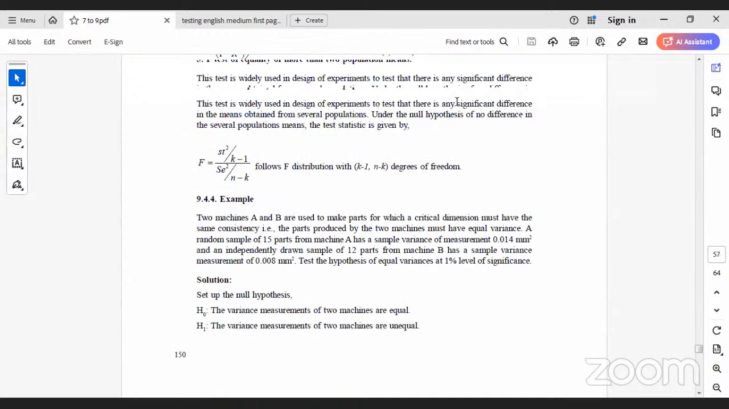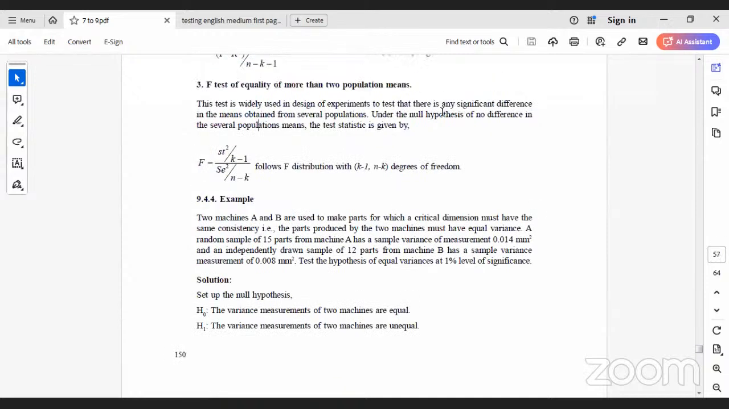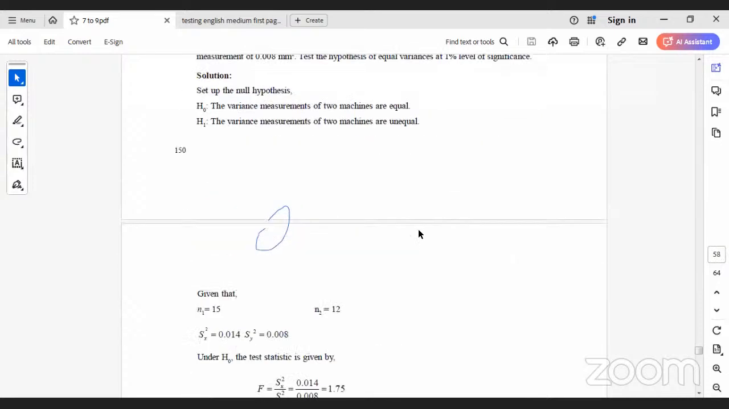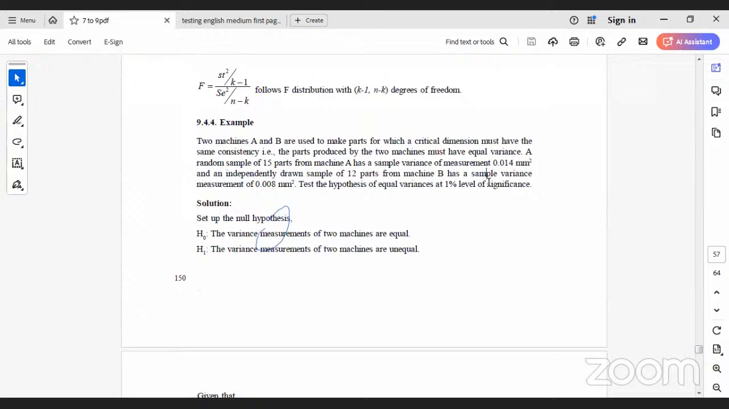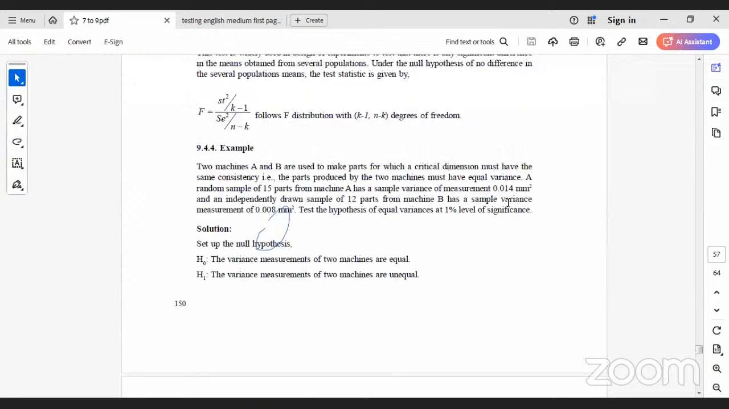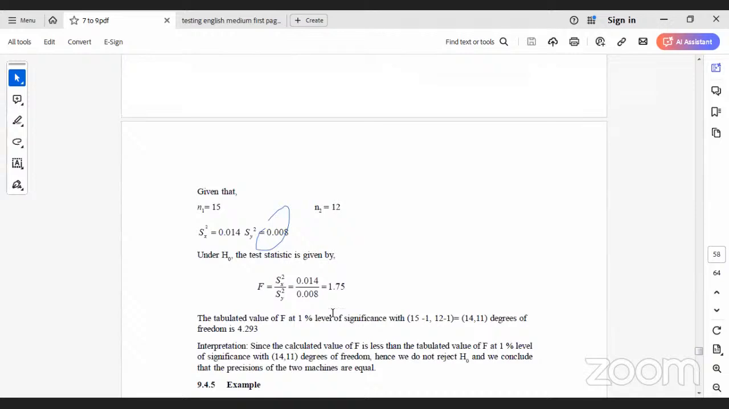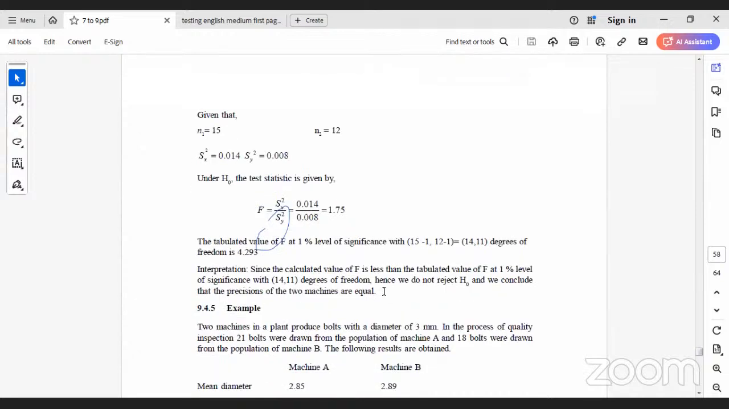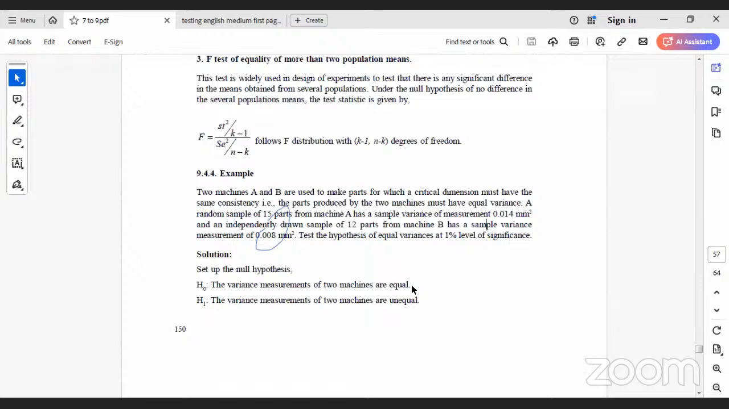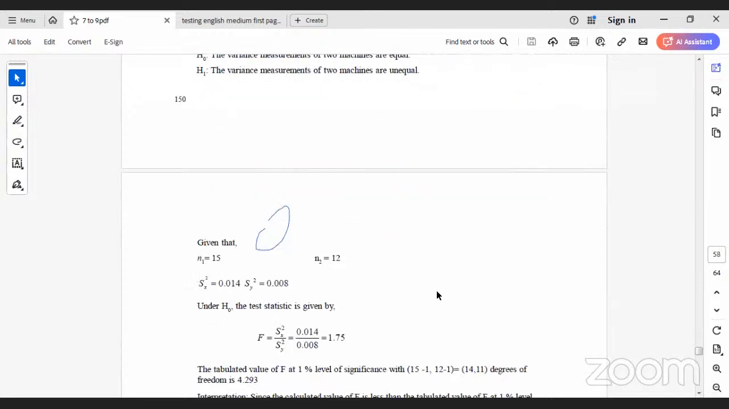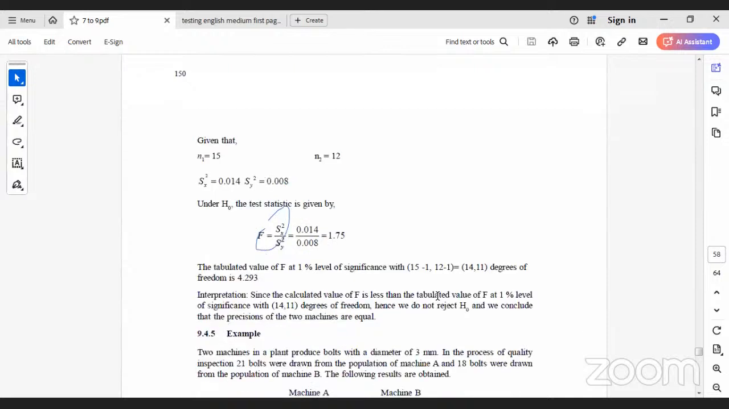This is 15 here. n1 is equal to 15 and n2 is equal to 12 parts. s1 square is equal to 0.014 and s2 square is equal to 0.008 mm square, as given here. So Sx square by Sy square is 0.014 by 0.008, that is 1.75. The degrees of freedom are 15 minus 1 and 12 minus 1, that is 14 and 11. The table value is 4.2293. So we do not reject H0 in this case.